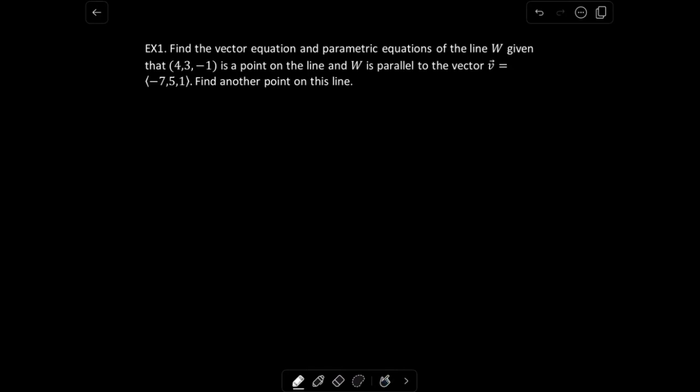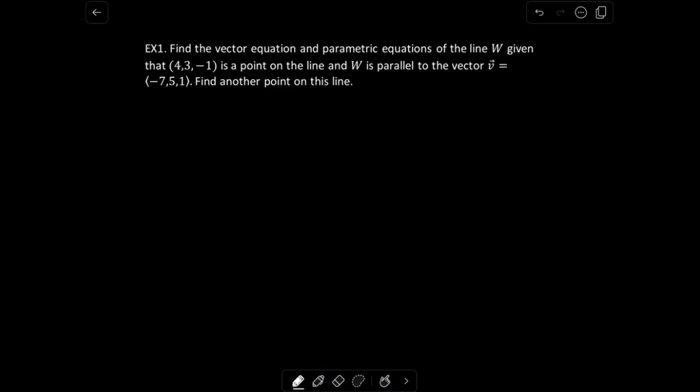Exercise 1. I want you to find the vector and parametric equations of the line W, given that you have a point on the line, and I'm telling you that this line is parallel to the vector V. I also want you to find another point on this line. All right, let's do this.